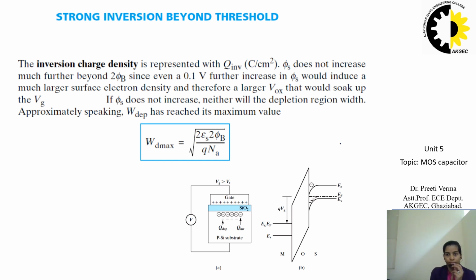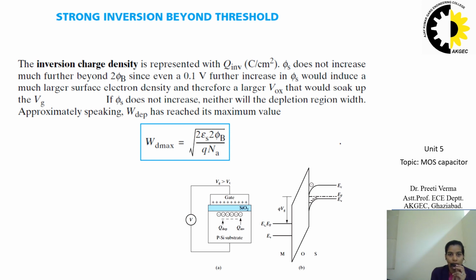Strong inversion beyond threshold. Energy band diagram at strong inversion, when Vg is greater than Vt, we can analyze the inversion layer which is filled with inversion electrons. The inversion charge density is represented with Q INV, coulomb per centimeter square.